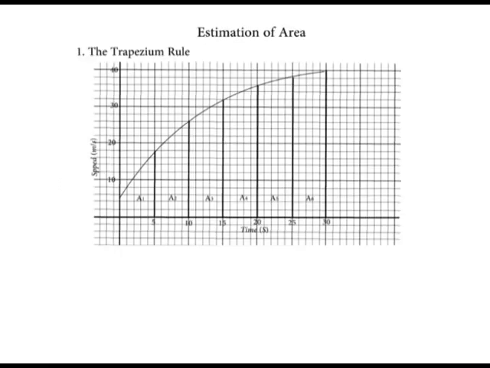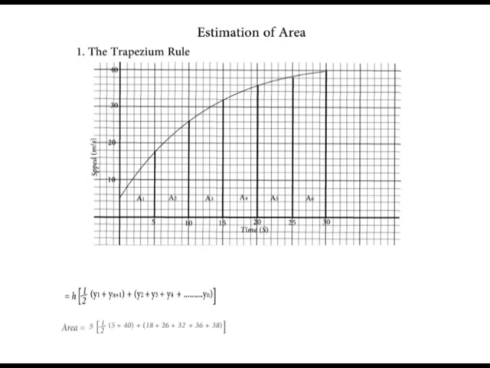Going back to our graph, we can calculate the area, this time using the trapezium rule. We have 6 trapezia, and so we shall have 7 ordinates, y1 to y7. Using the trapezium rule, the width is 5, that is h is equal to 5.